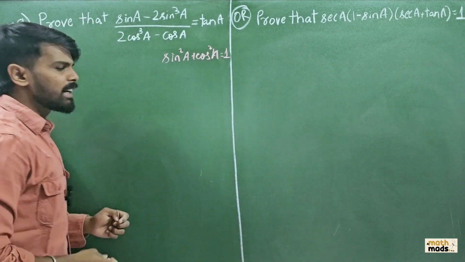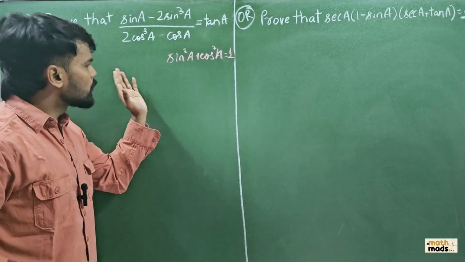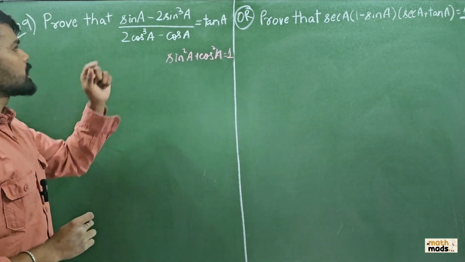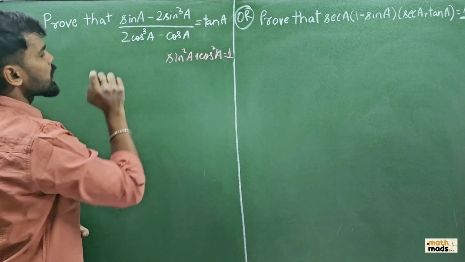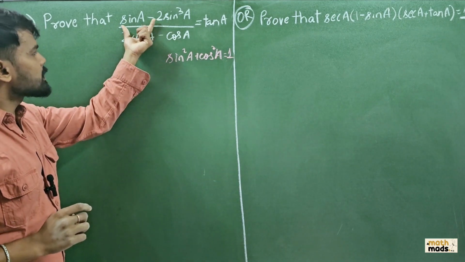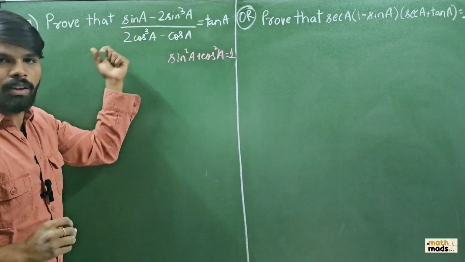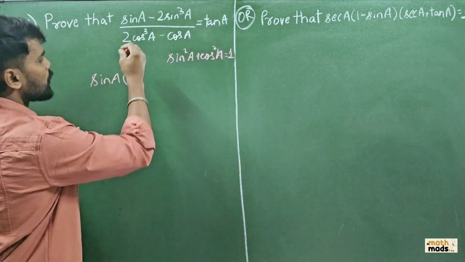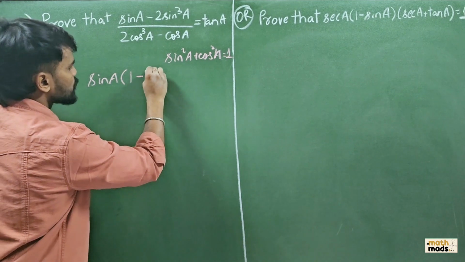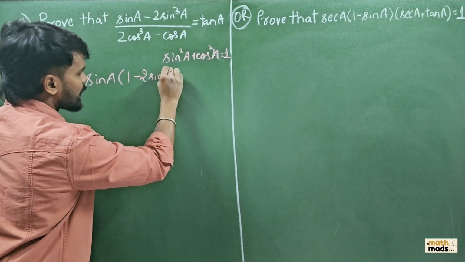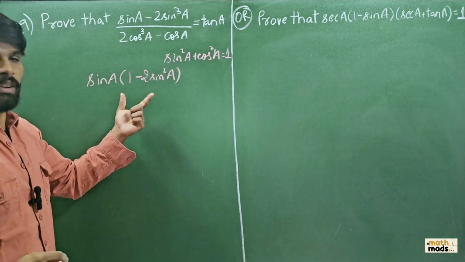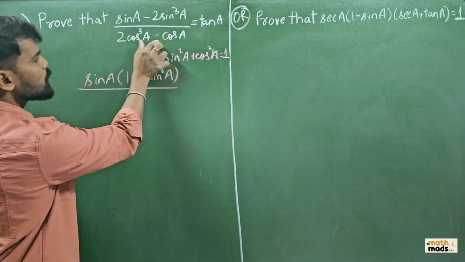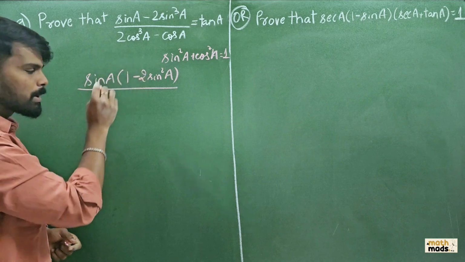Now this identity, there is no mandatory thing that it should always be in this form. It can be in the jumbled form also, right? Now, what is the given equation? Sin A minus 2 sin cube A. Just observe this. Sin A and sin A. Sin is common. So I'll just write sin A into, if I take, 1 minus 2 sin square A. Okay, this is common. Divided by, here the same thing, cos cube A and cos A, which means cos A is common.